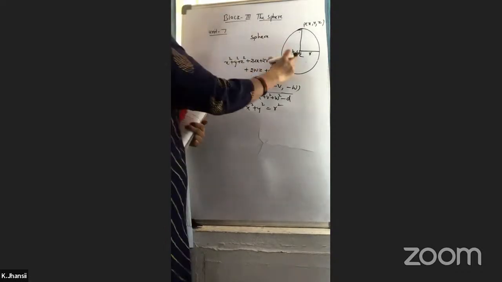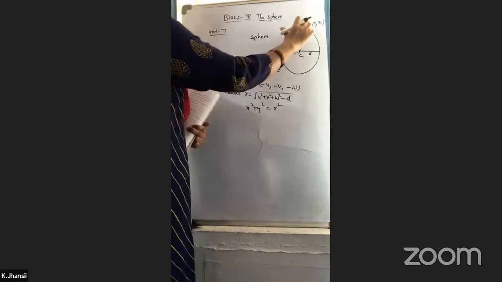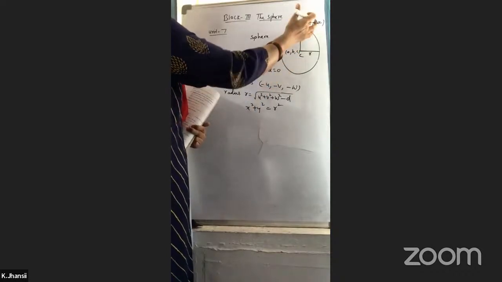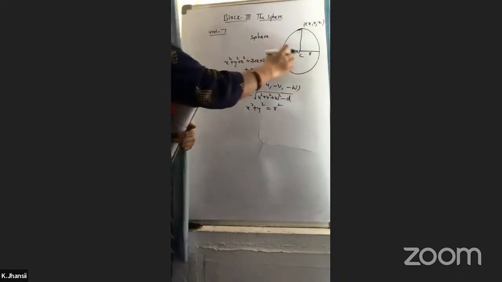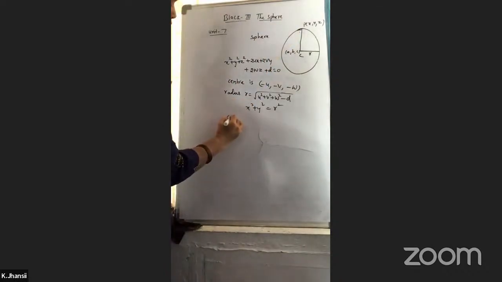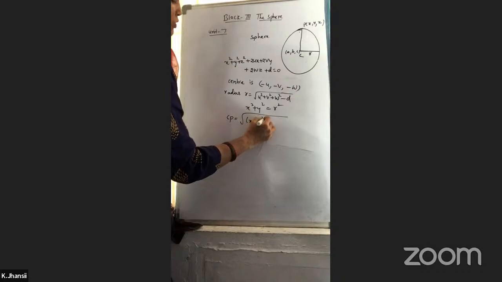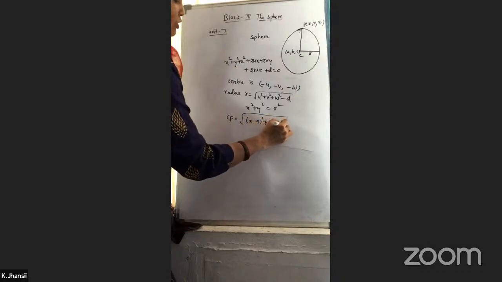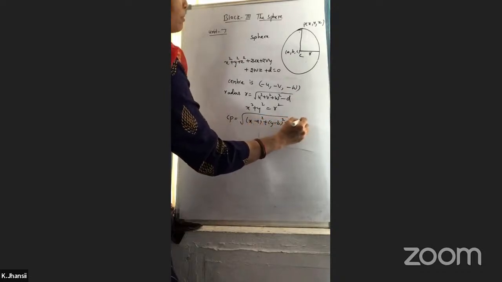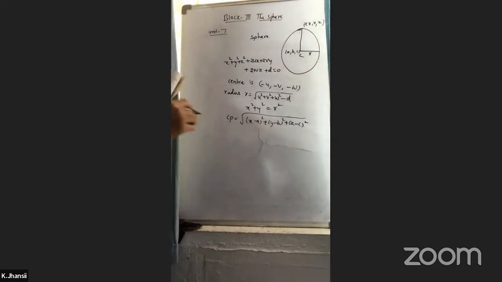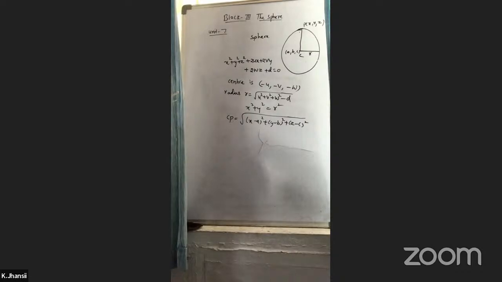From the point to the center, you can write either A minus X or X minus A. So the distance CP is equal to the square root of X minus A whole square plus Y minus B whole square plus Z minus C whole square. Like this, we can find the CP distance.